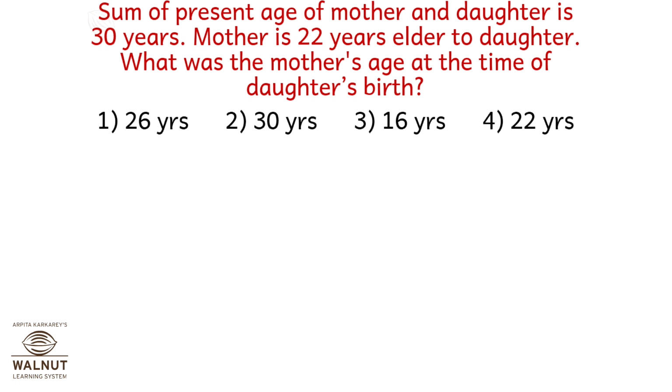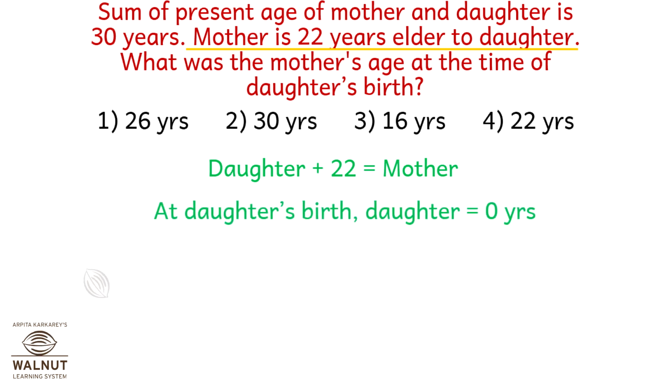It's given that mother is 22 years elder to the daughter. So daughter plus 22 is equal to the mother. At daughter's birth, the daughter was how many years old? 0 years old. So mother is 0 plus 22, which is 22. So the mother was 22 years old. That is option number 4. Next question.